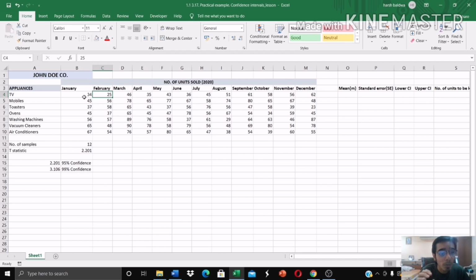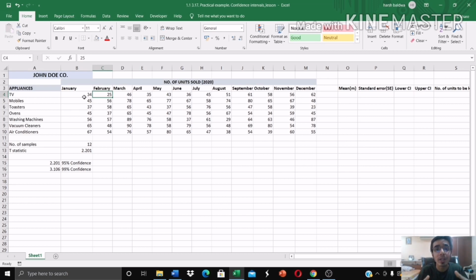So what we are going to find out today is a range, let's say the number of TVs which the company John Doe must keep at all times so that it doesn't run out of stock. We will be providing a range, the minimum value to the maximum value. Now this is what a confidence interval is all about.